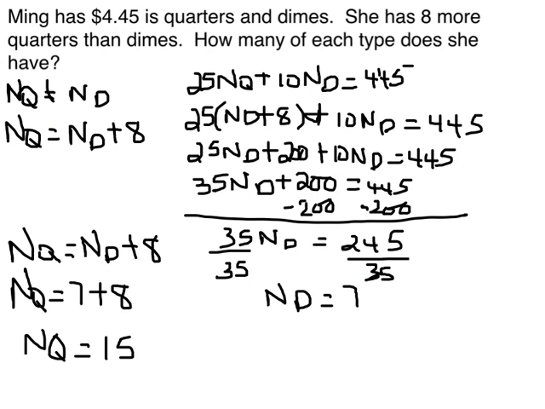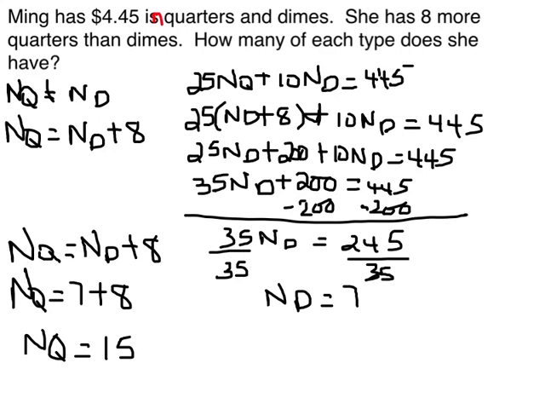All right, in this second example, Ming has $4.45 in quarters and dimes. She has 8 more quarters than dimes. How many of each type does she have?